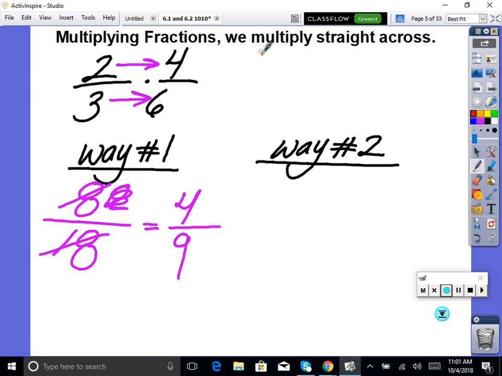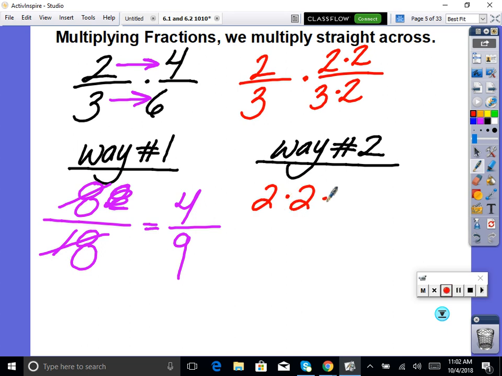Factor all the pieces as is before you multiply them together. 2, there's no factors of 2. 3, no factors of 3. Well, 4 has factors 2 times 2. Do you agree? Then on bottom, 6 has factors 3 times 2. So now what do we do? Multiply straight across, but don't actually multiply them together. So on top, I have a 2 times 2 times 2, don't I? Now on bottom, I have a 3 times 3 times 2.